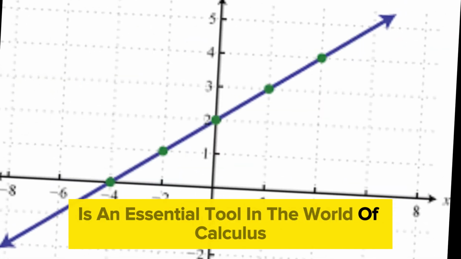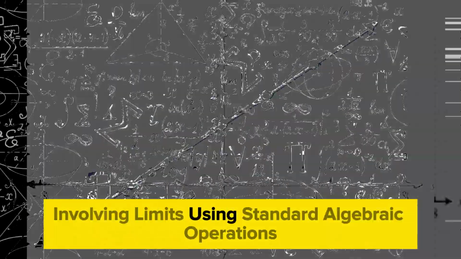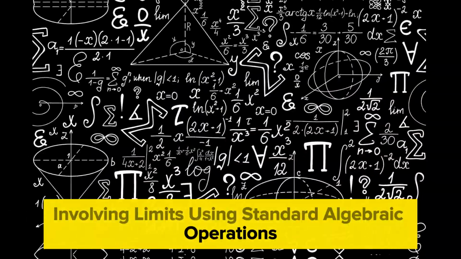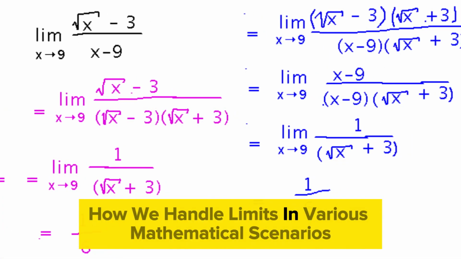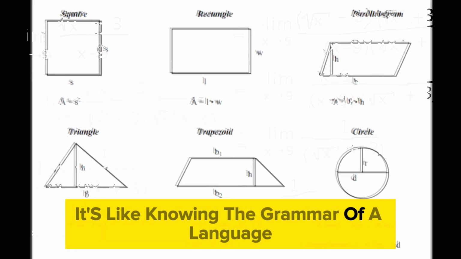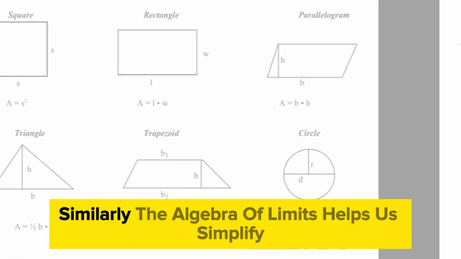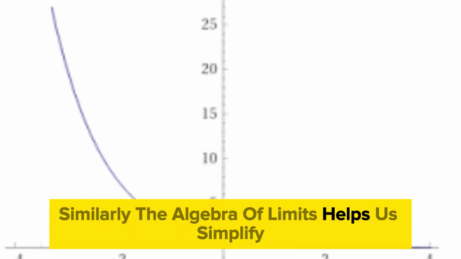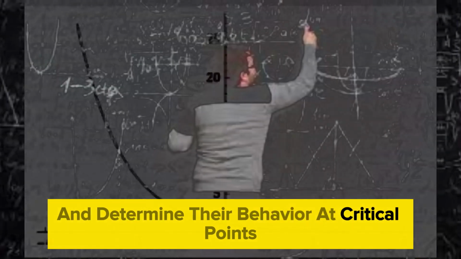The algebra of limits is an essential tool in the world of calculus. It's about manipulating expressions involving limits using standard algebraic operations. Think of it as a set of rules that guide how we handle limits in various mathematical scenarios. It's like knowing the grammar of a language, which helps us form coherent sentences. Similarly, the algebra of limits helps us simplify complex functions and determine their behavior at critical points.